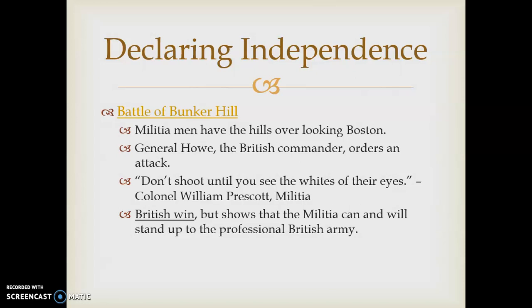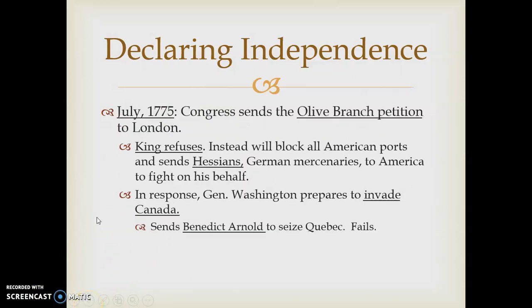And what ends up happening is that though the American militiamen will lose this battle and the British will win, it shows the militia can and will stand up to the professional British army, when the British perspective of us was that these American colonists, as soon as they saw a Redcoat, would run in terror. But they're underestimating us to their own detriment.